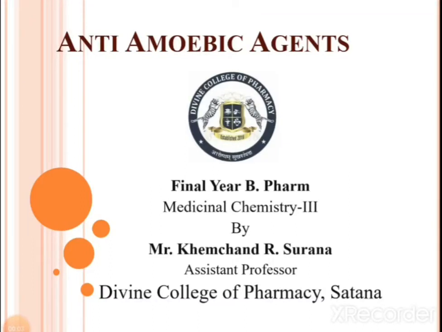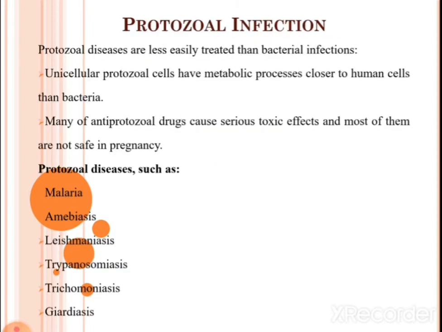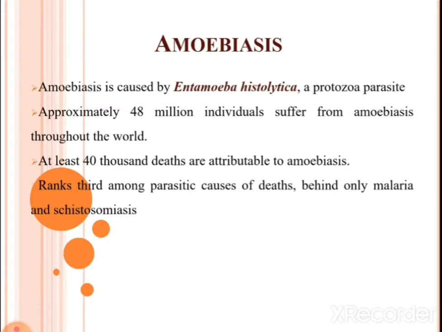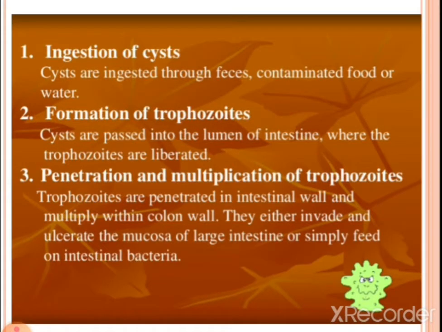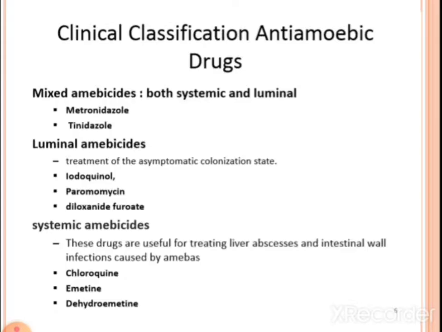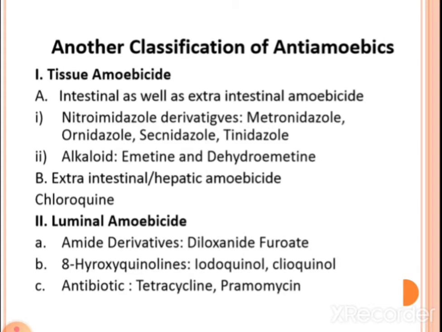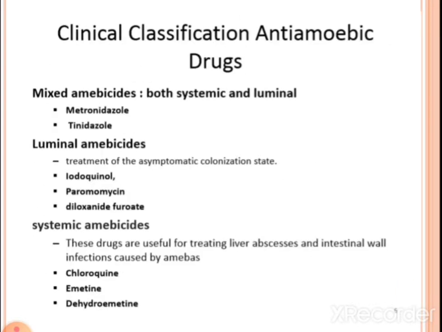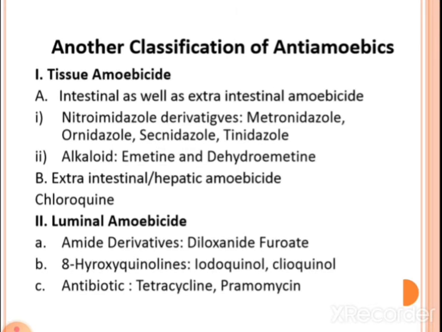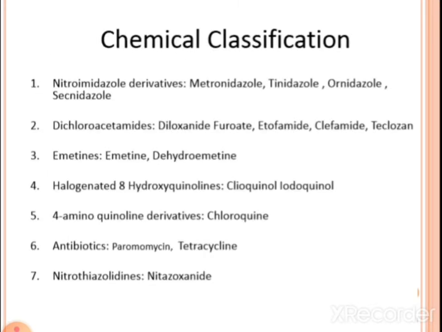In previous sessions, we have started the anti-amoebic agents. In the first session, we saw the protozoal infections, basics of amoebiasis and the life cycle of Entamoeba histolytica. In the second session, we started the classification of these anti-amoebic drugs, and we saw three types of classification. The first is the basic clinical classification, the second is based on tissue amoebicides and luminal amoebicides, and the last is the chemical classification of anti-amoebic agents.